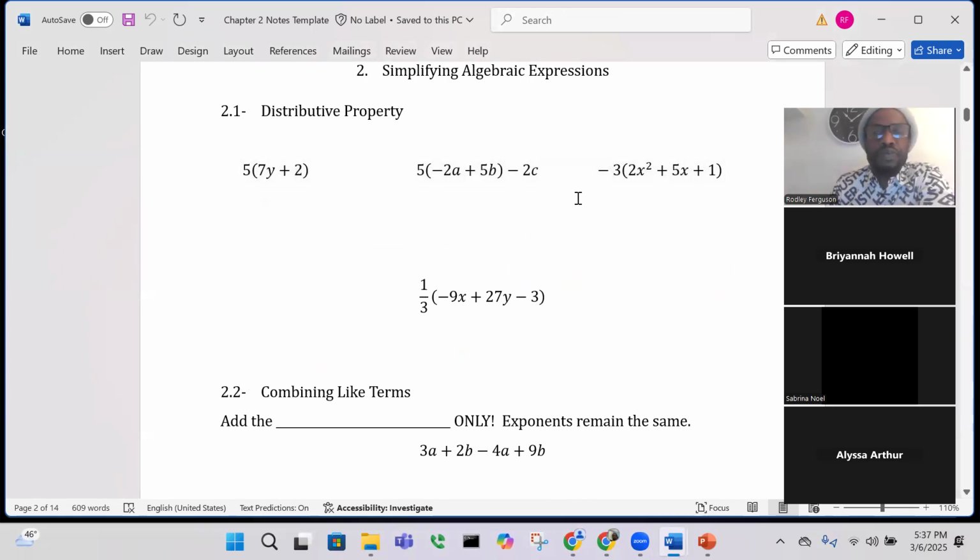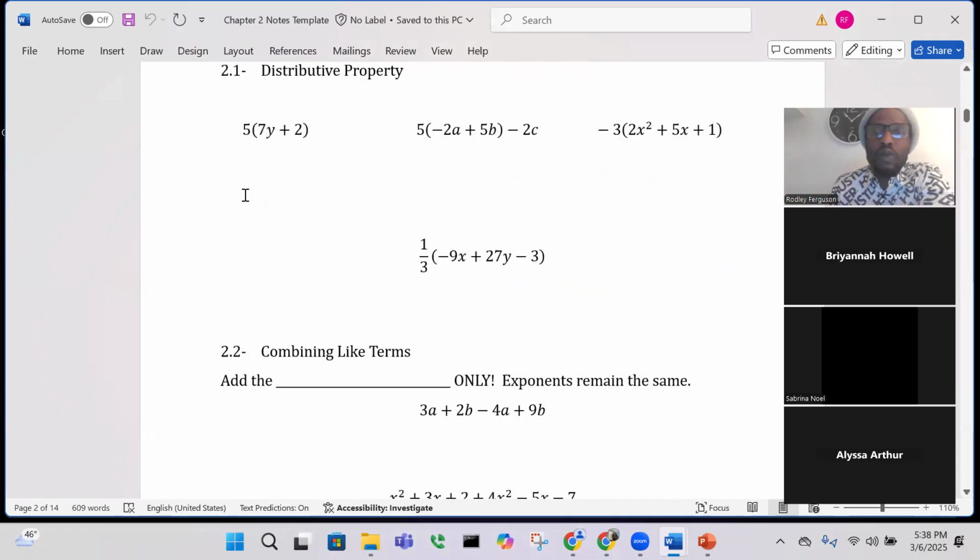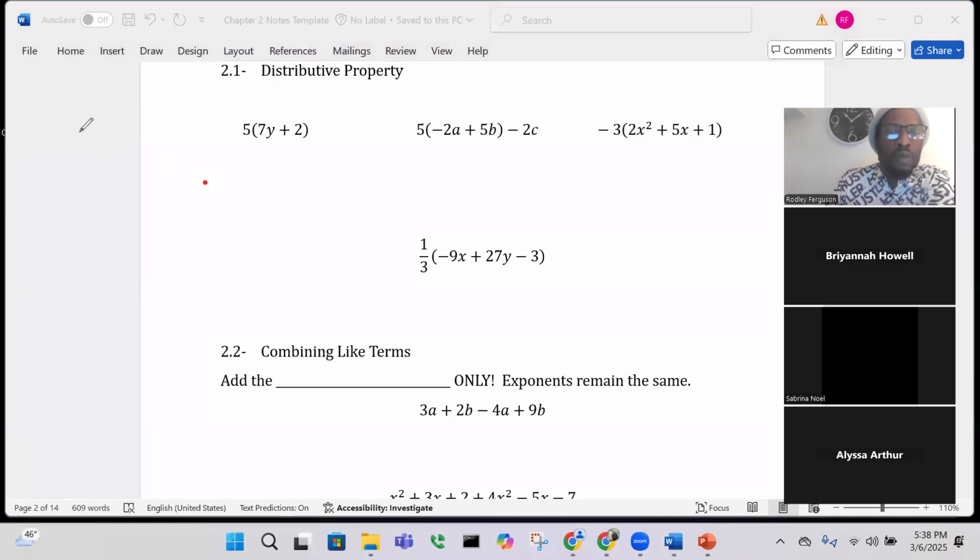Let's do what distributive property is. So distributive property, can you see this when I write right here? Is this on screen or no? Yes. Okay, thank you. So the distributive property, make sure I know the letters.